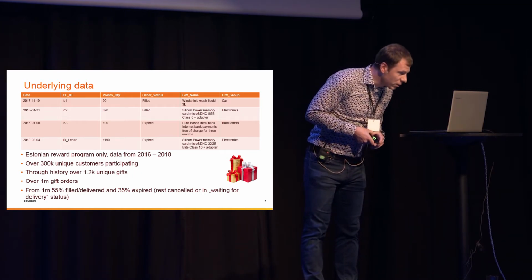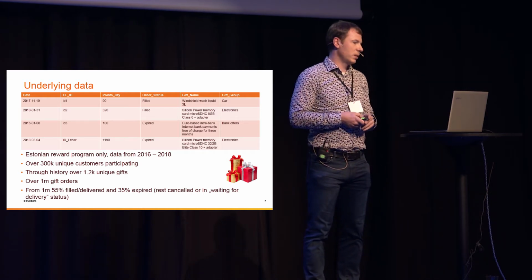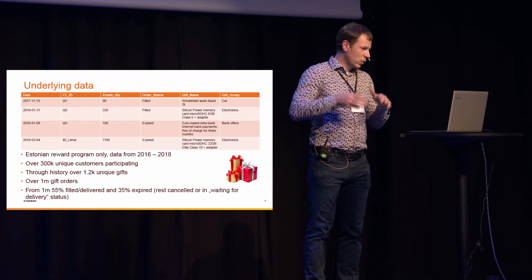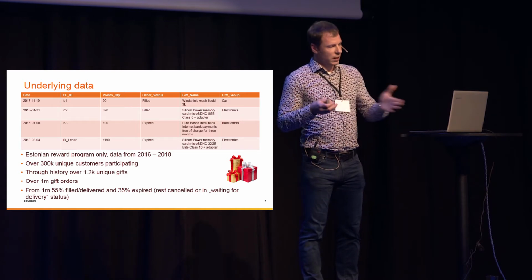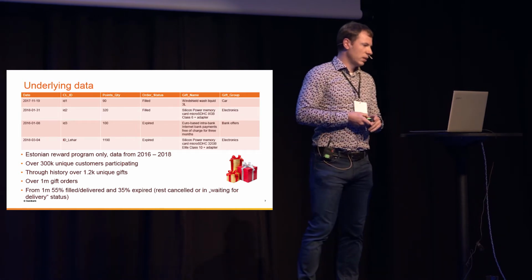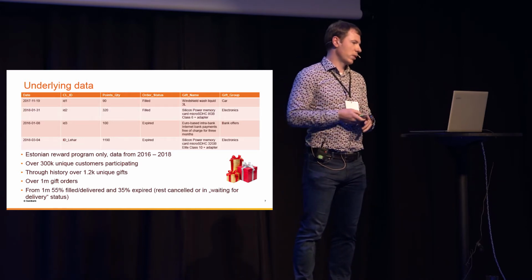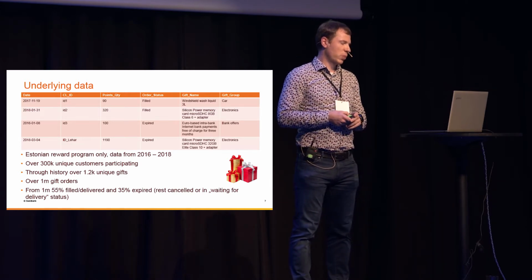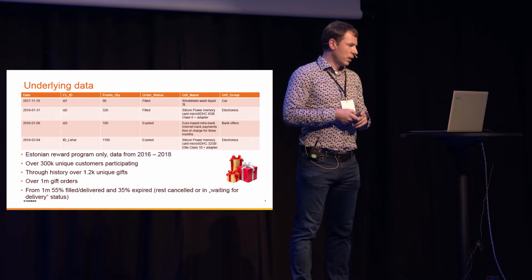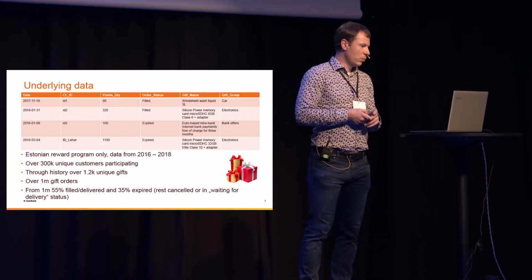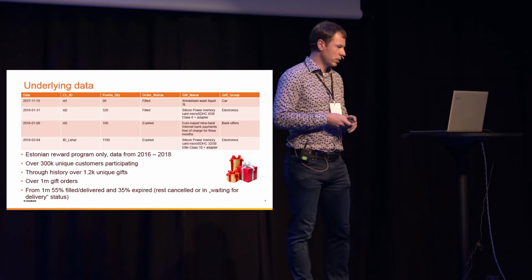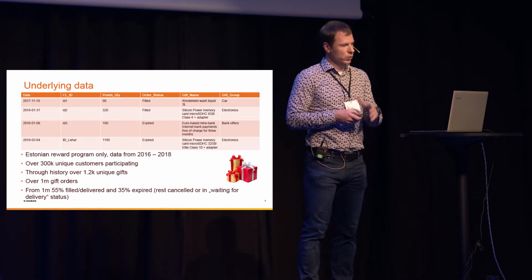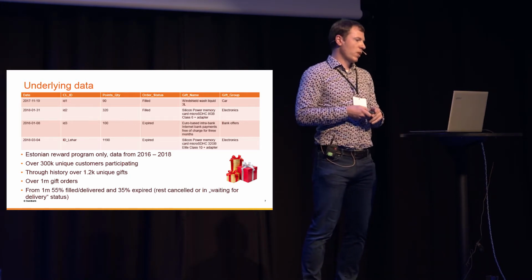I ordered some kind of silicon memory stick or memory card or something, and the category for that one is, of course, electronics. For the period which I looked at, it was from 2016 to year-to-date 2018. It seems that in Estonia for this period there were about 3,000 unique clients participating in that program. Through the history, they have been listing over 1,000 unique gifts from a variety of categories. And through this period, if you want some statistics, 1 million gifts were ordered.